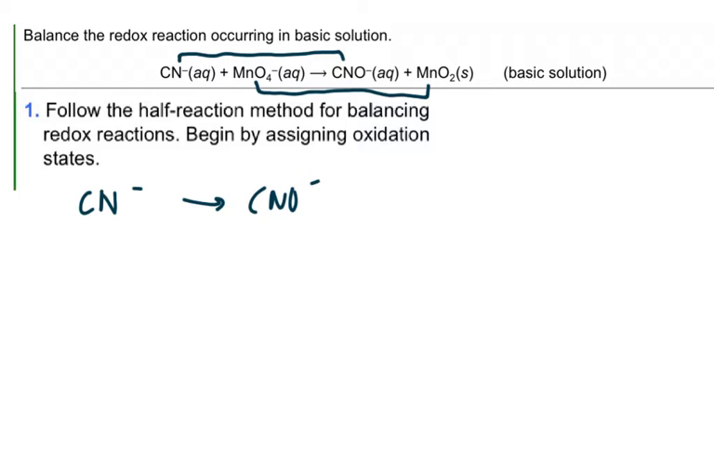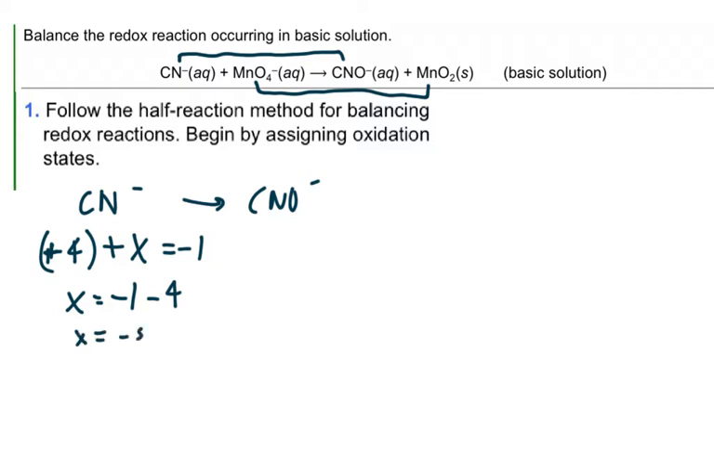So I'm going to actually look for the nitrogen here. I'm going to call it X. So I'm going to say carbon is +4. I'll call nitrogen X, set it up equal to -1. And then X is going to be -1 minus 4, which makes the nitrogen a -5. So the carbon here is +4. And we'll call the nitrogen here -5.